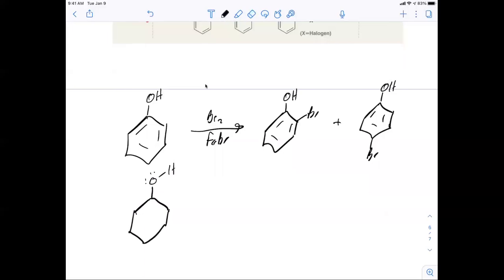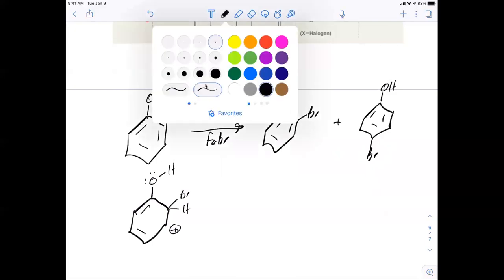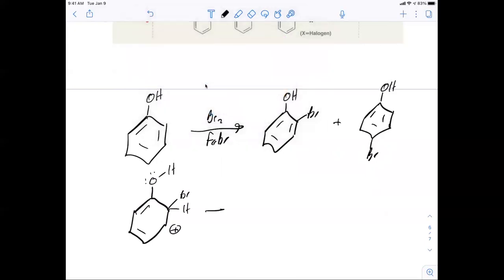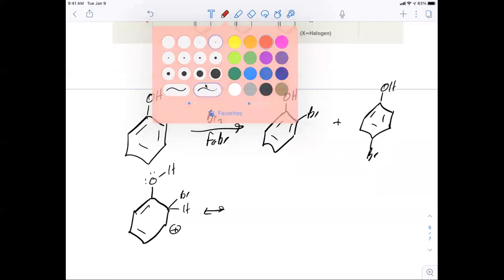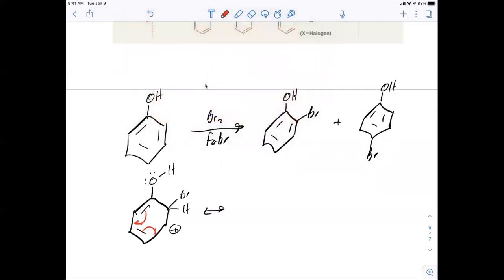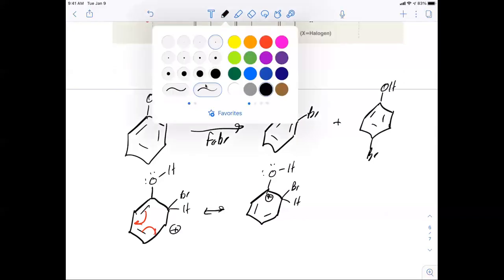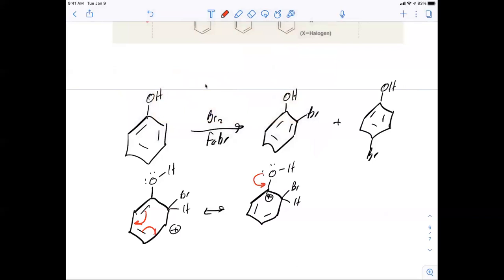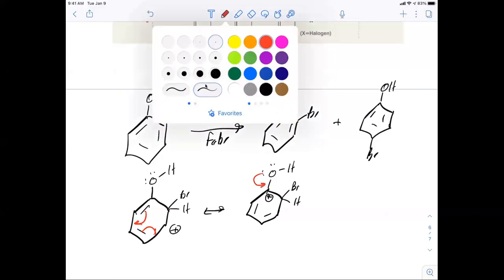I'll draw the right thing. So here I have a bromine, right? I've got my hydrogen positive. Then what can happen is I can get my resonance contributor, right? This electron goes here, that electron goes there. That ends up giving me the positive right here. And now to stabilize that, I have a lone pair that can stabilize that positive.